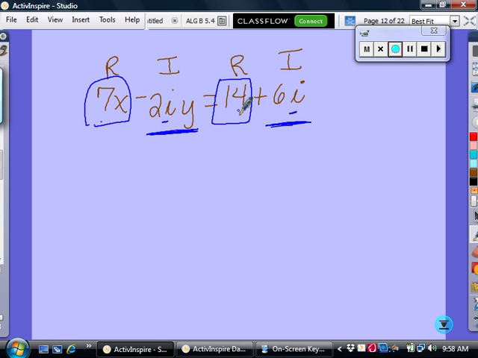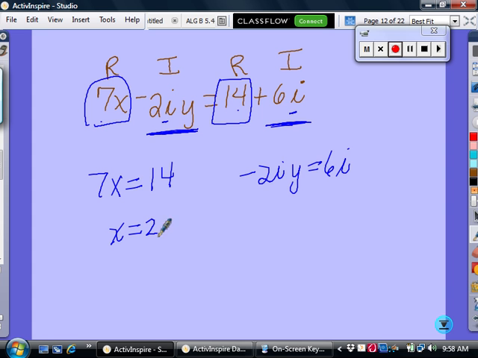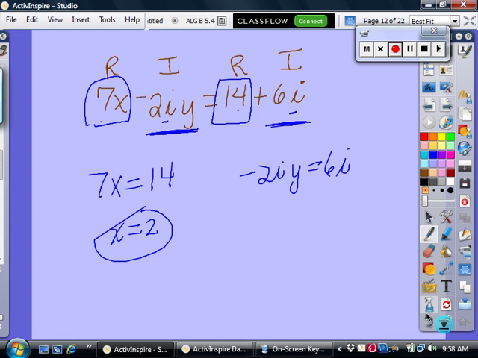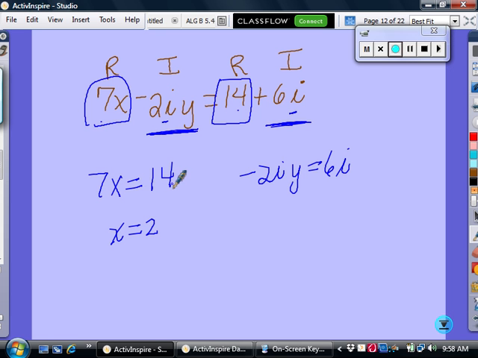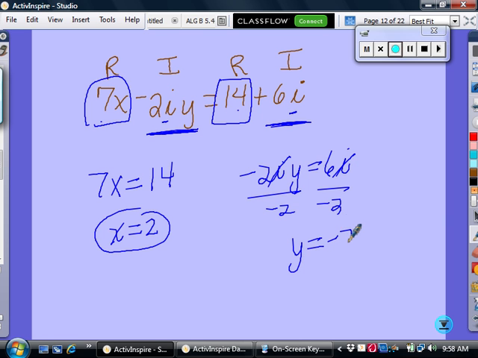Okay? So if these 2 numbers are equal to each other, then it has to be true that its real part is equal to its real part, and therefore I can find x. And its imaginary part is equal to its imaginary part, and so I can find y. What's x? This is like an equation that a 5th grader could do, right? Divide both sides by 7. All right, here the i's cancel out, and I divide both sides by -2, and so y is -3.